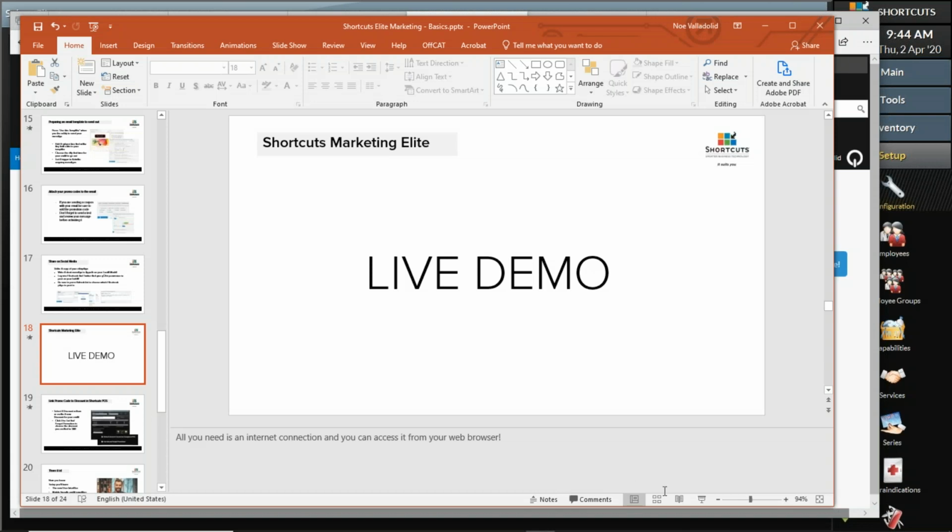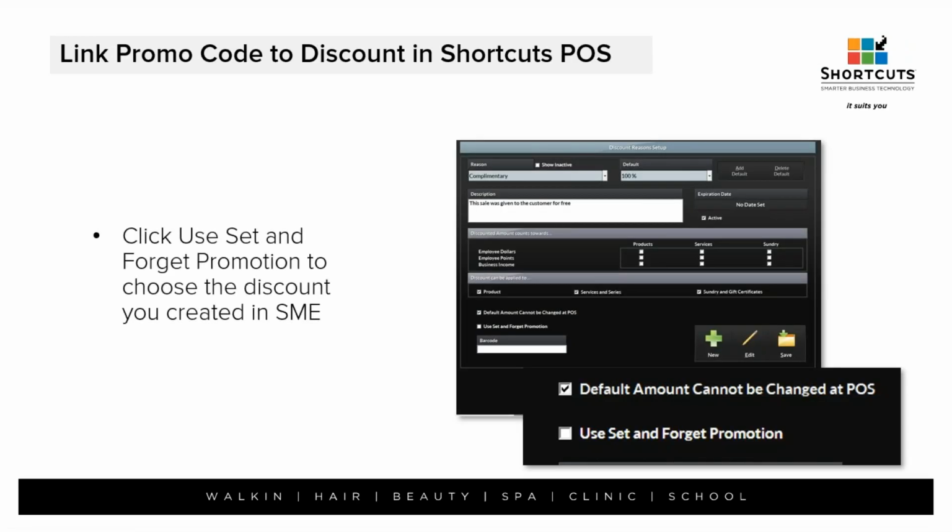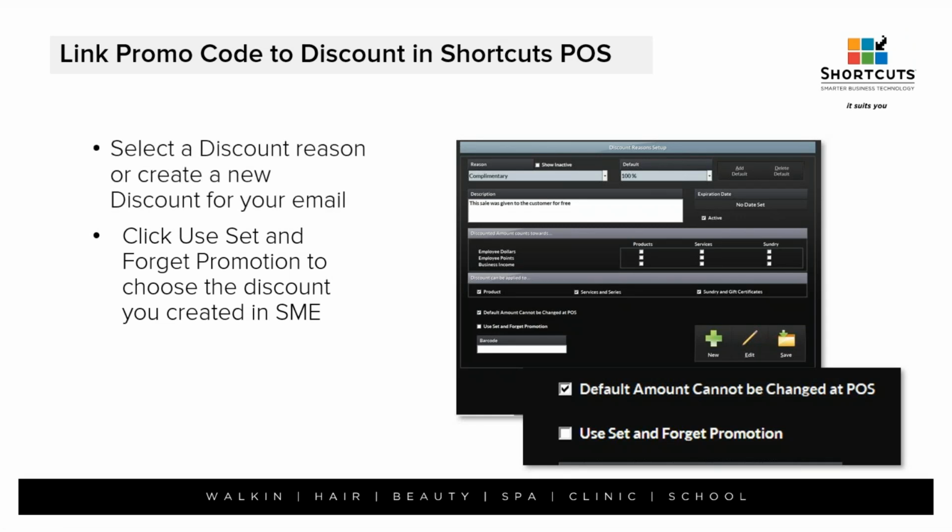So one last thing that you would have to do, if you're setting up coupons ahead of time, if you're setting up discounts in Shortcuts and in Shortcuts Marketing Elite, once you've sent a test, once you've activated the campaign, you need to make sure that you synchronize those two campaigns or those two coupons.